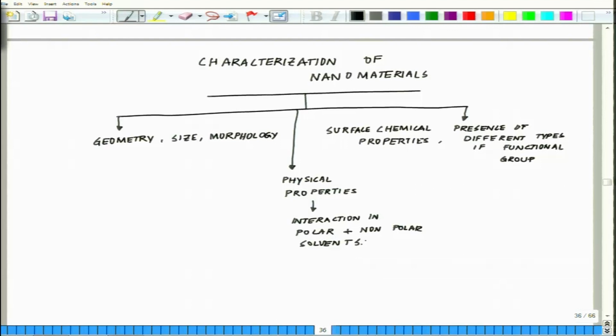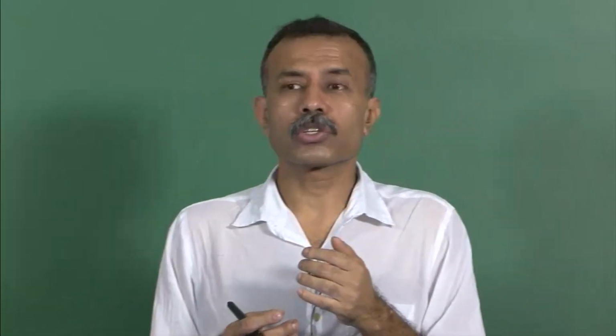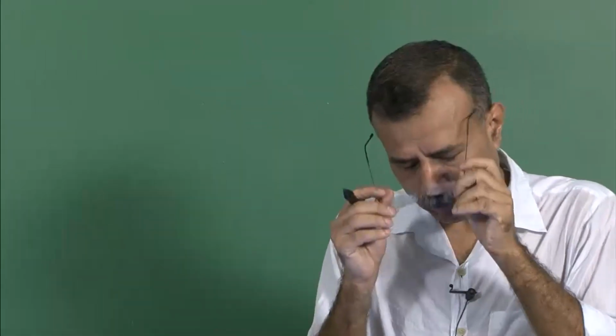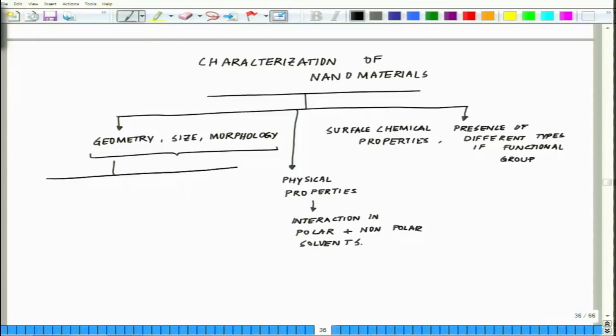Okay. Now, when we talk about the geometry, size or morphology, we basically stress upon the microscopy techniques, and here we are no more in a position to use optical microscopy. So, we are entirely dependent on electron microscopy. The electron microscopy tools being used for understanding the geometry, size or morphology include transmission electron microscopy, scanning electron microscopy. So, let's enumerate.